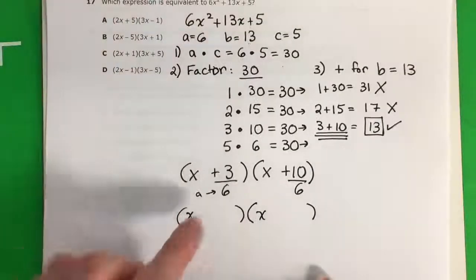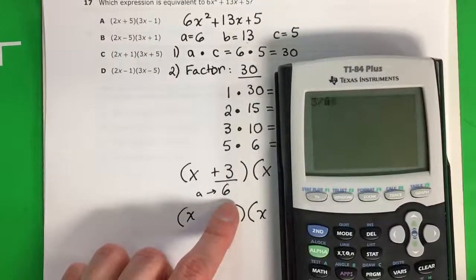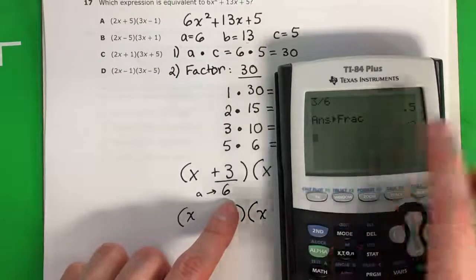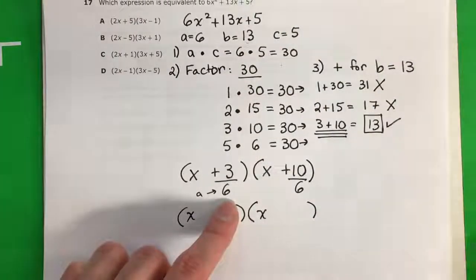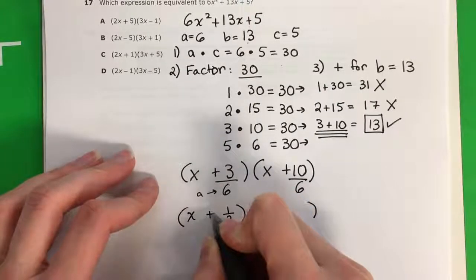In your calculator, you need to put 3 divided by 6. 3 divided by 6, 0.5. Let's change it to a fraction. Math 1, enter. You get 1/2. Positive 1/2.